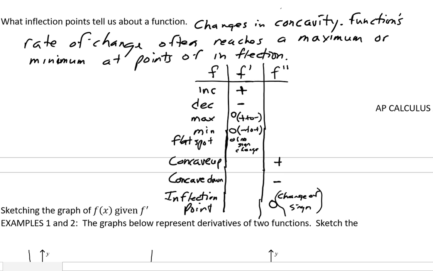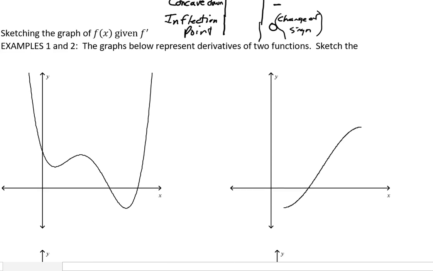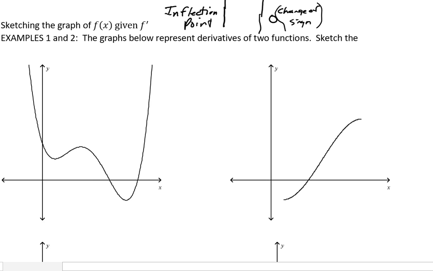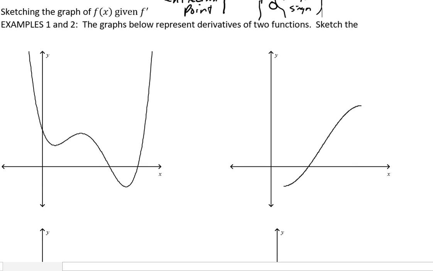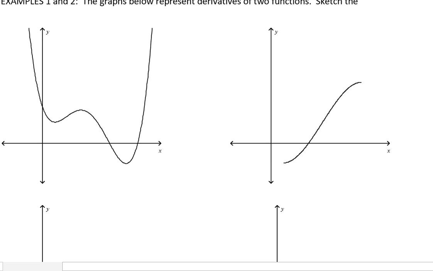Alright, the graphs below sketch the graph of f of x given f prime. The graphs below represent derivatives of two functions. Sketch the original function is what we want to do here. So this is a derivative. This is f prime, we're going to call it, and this is another f prime. So now I want to sketch the original function.